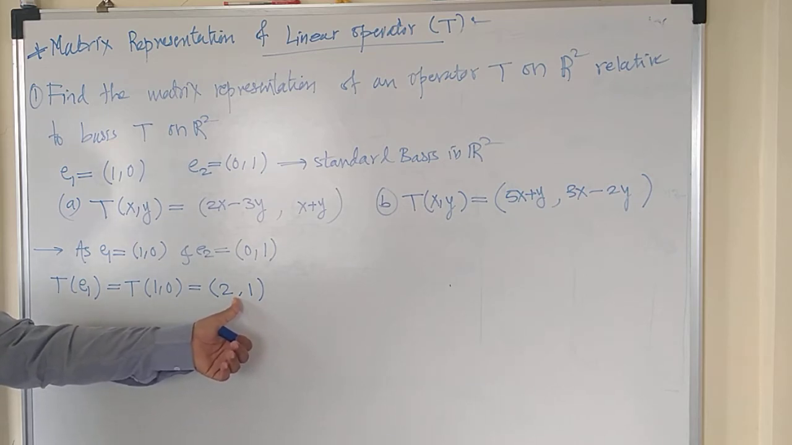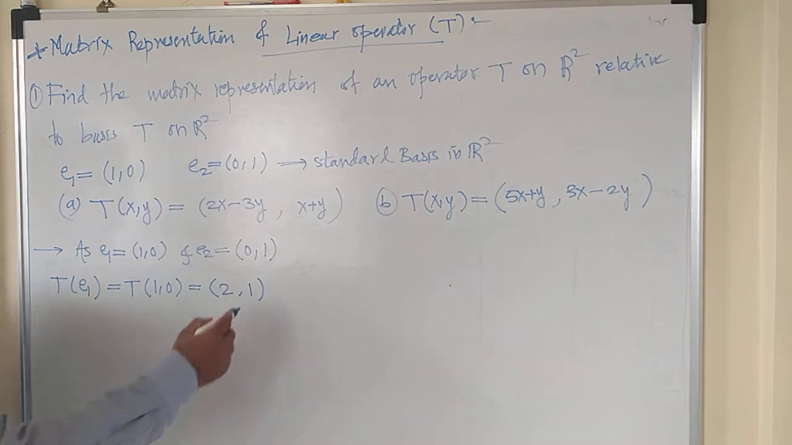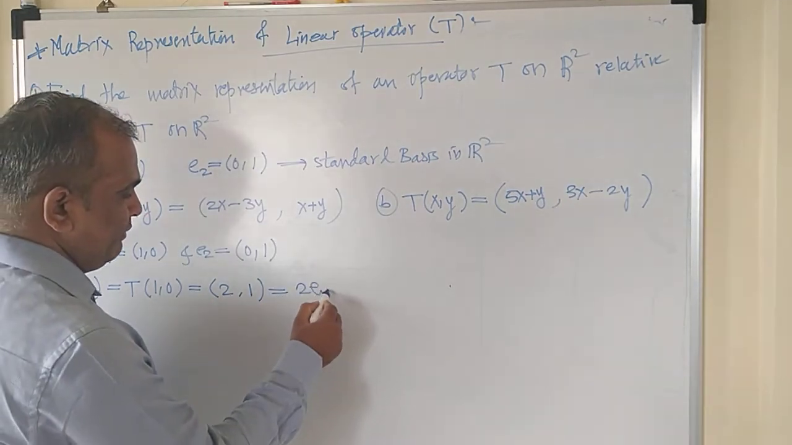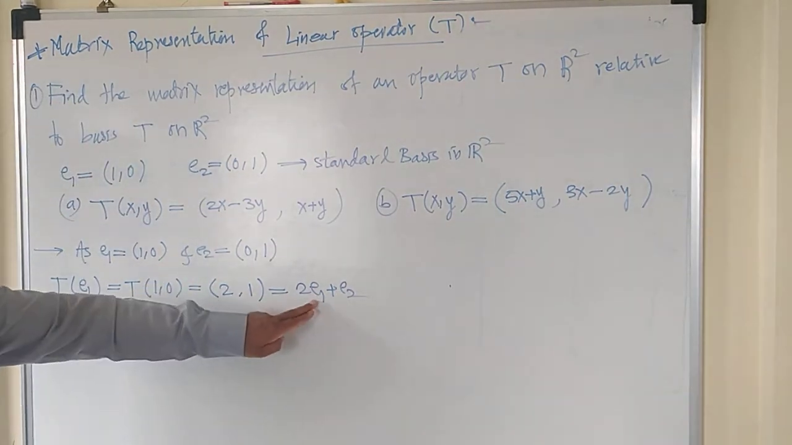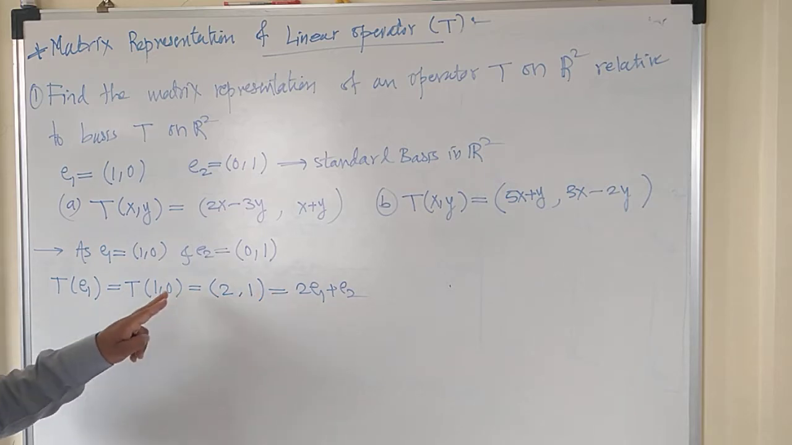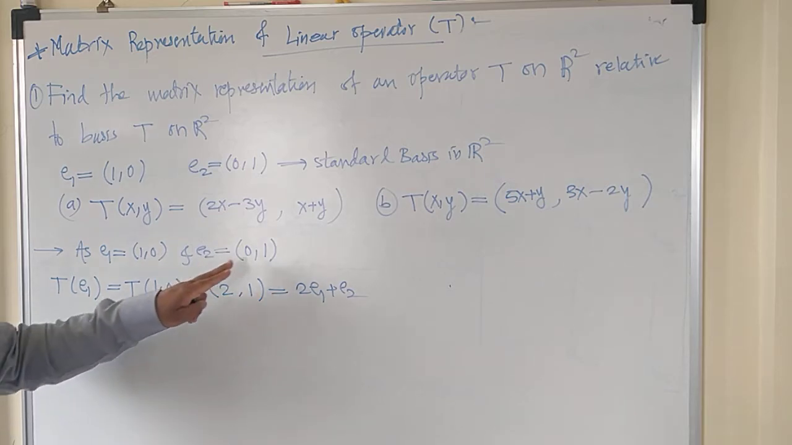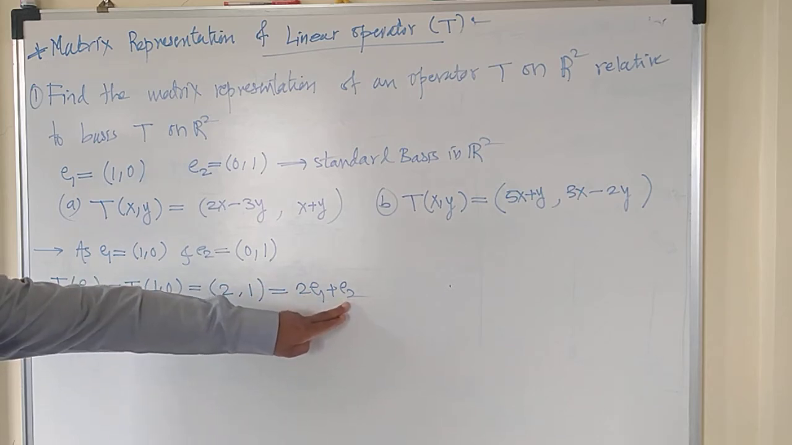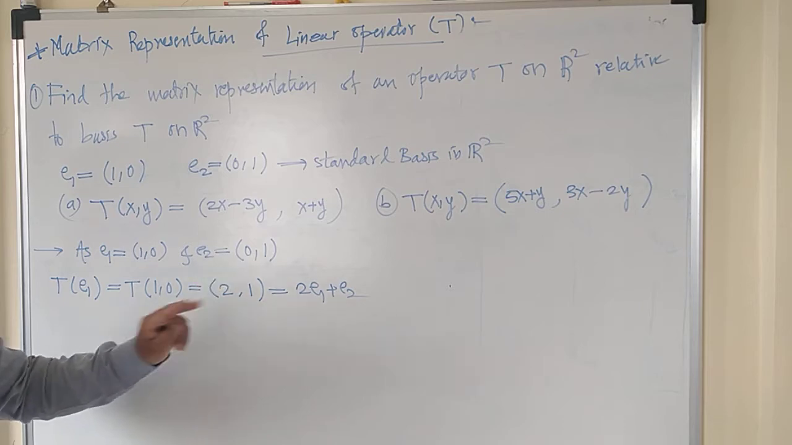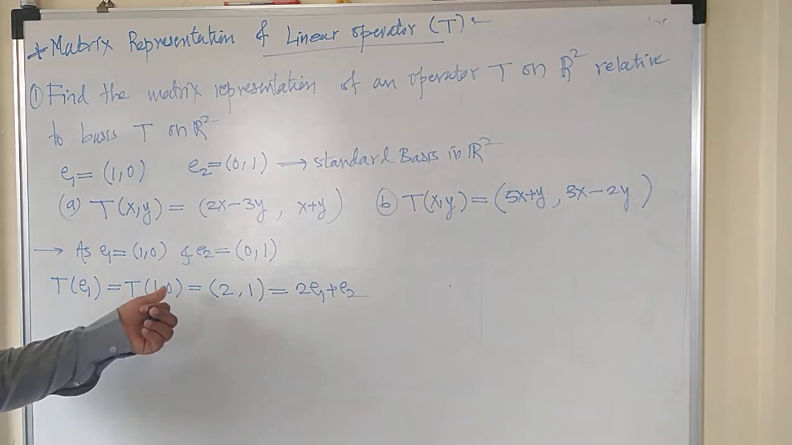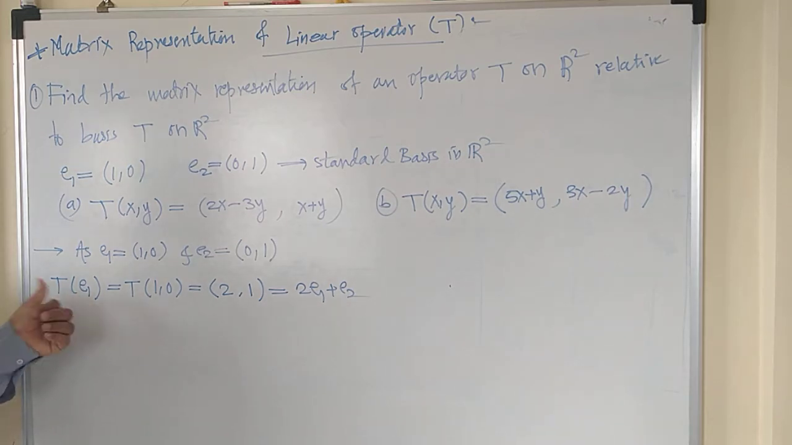Now write it again in the form of E1 and E2, so that you get the vector (2, 1). This is written as 2E1 plus E2. If you put E1 equals (1, 0), you get 2 only, and if you put E2 equals (0, 1), then y equals 1 and x equals 0, giving 1. So I got the linear transformation for the first basis vector. Similarly, do it for E2.